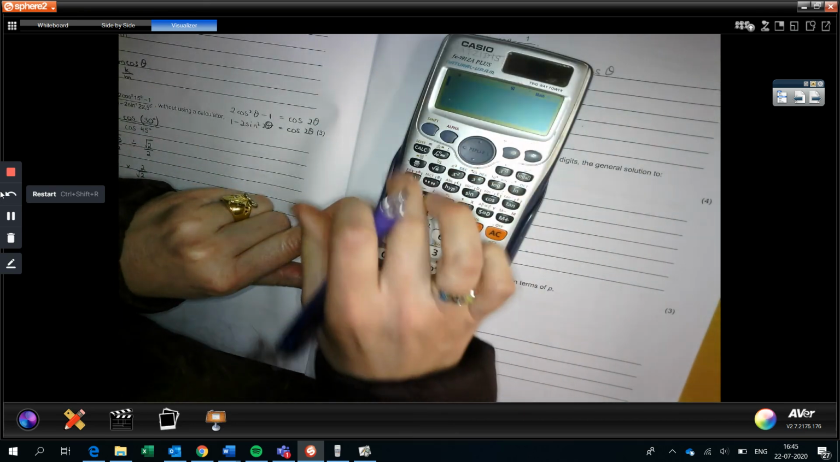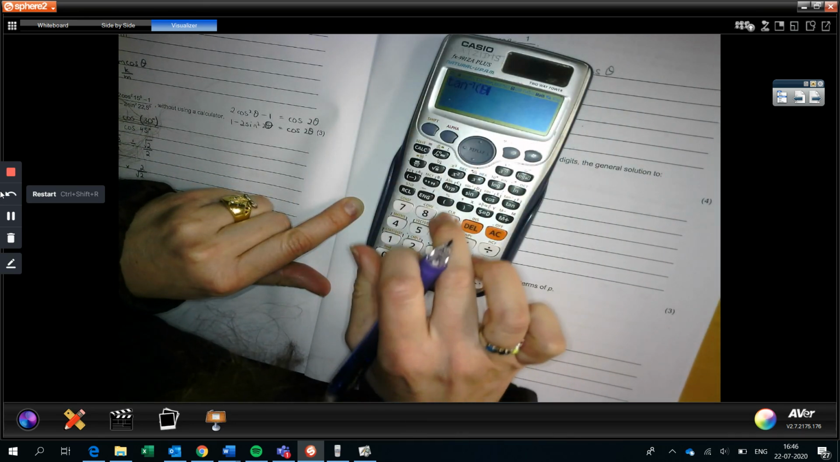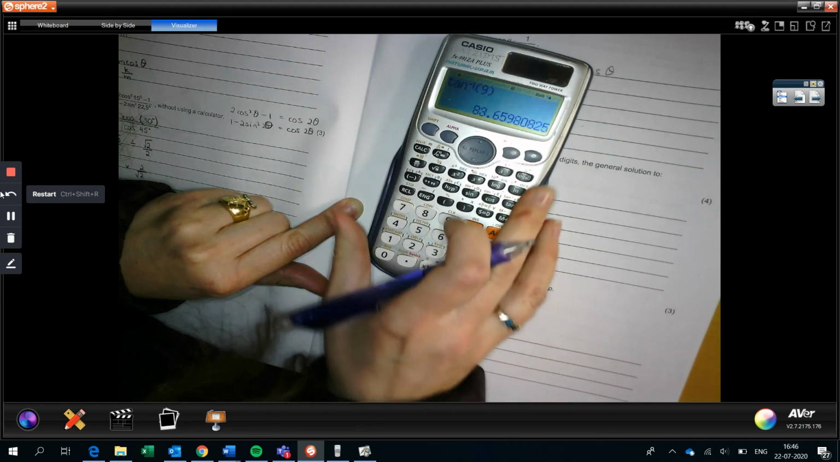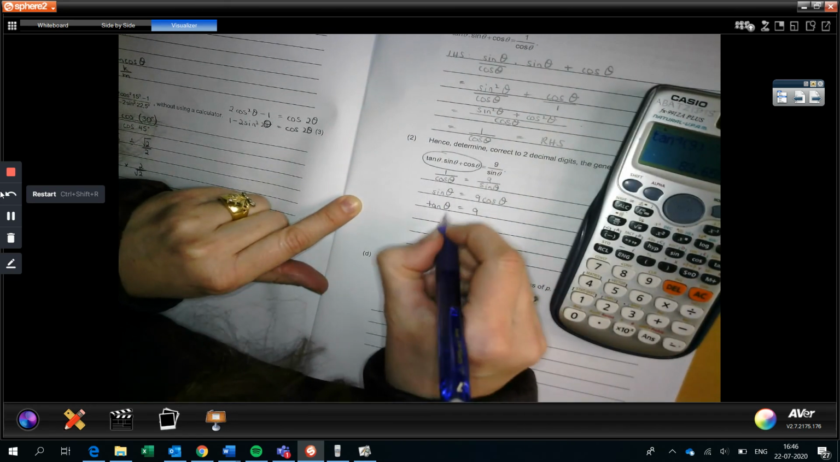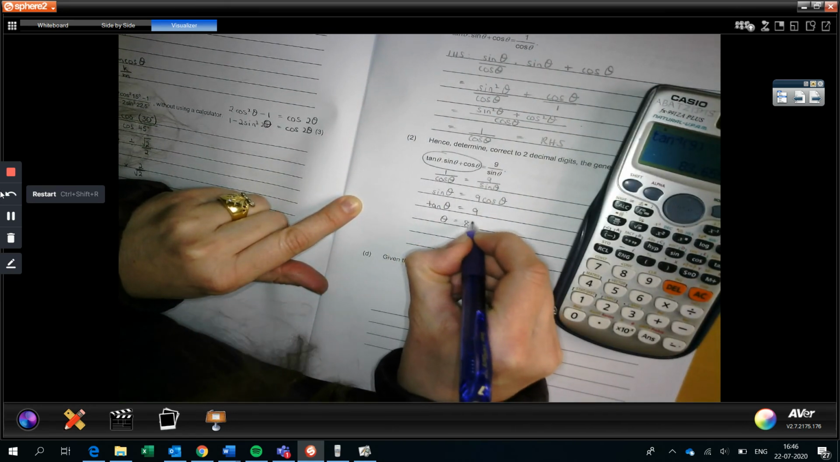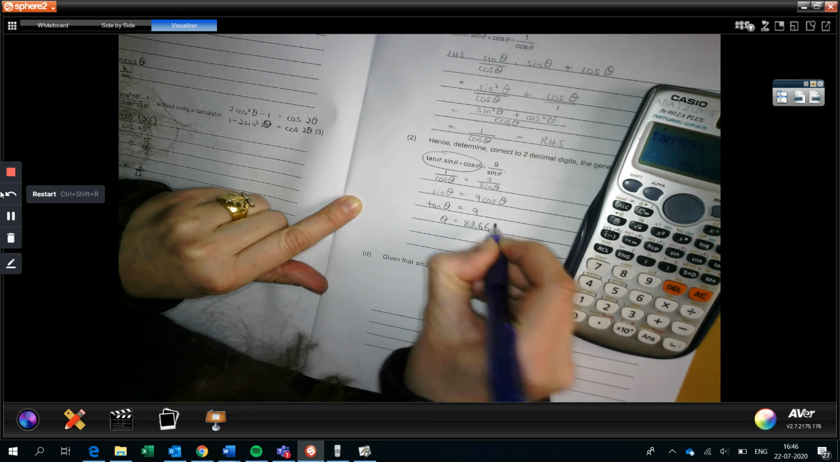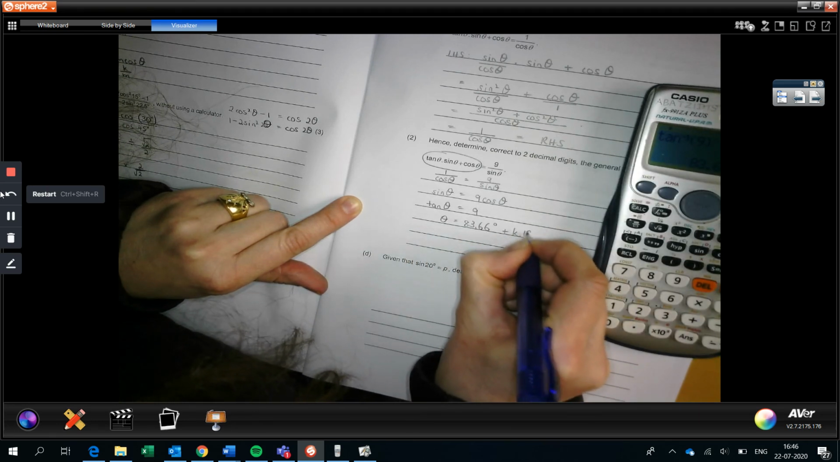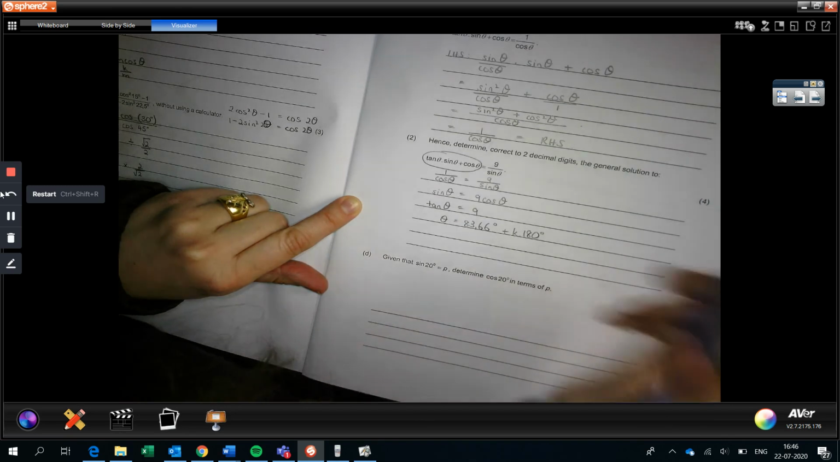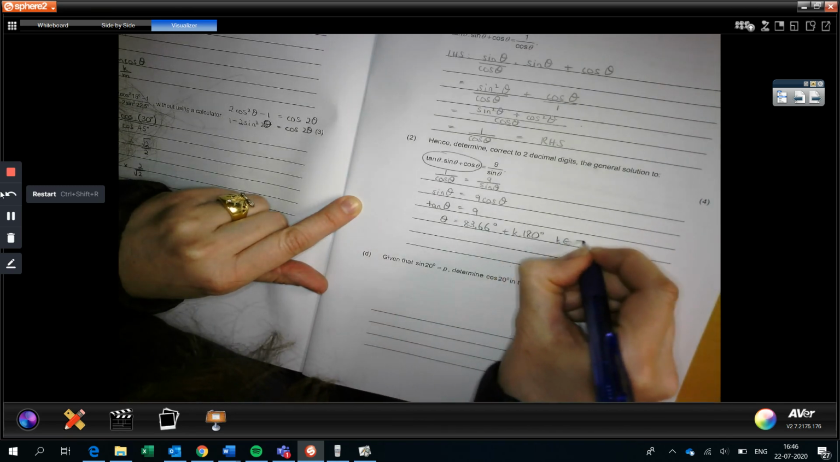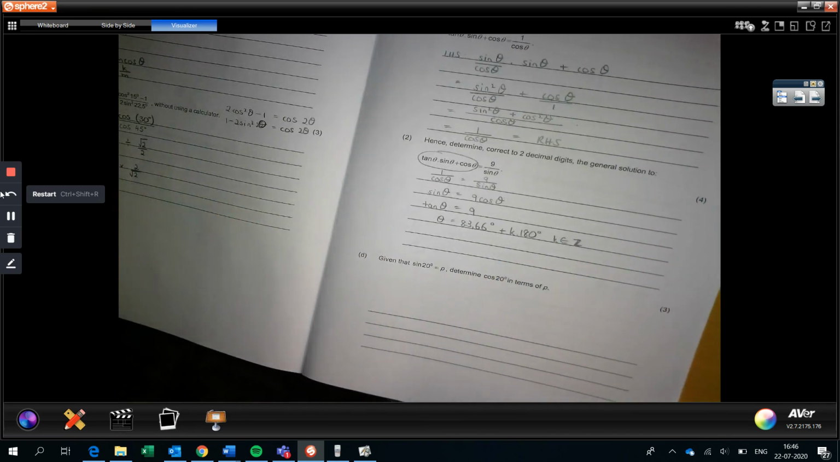And then on your calculator, shift tan 9. And we were asked to 2 decimal digits. So theta is 83.66 degrees plus K times 180. Remember, that's the general solution for tan. And don't forget to say K is an element of integers.